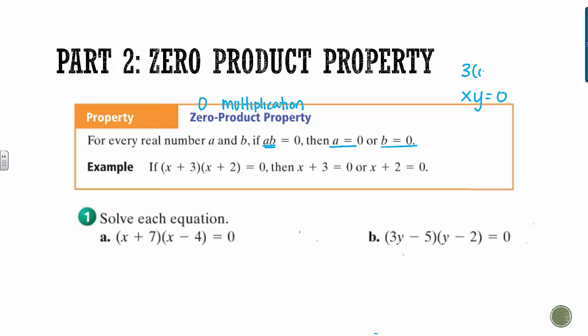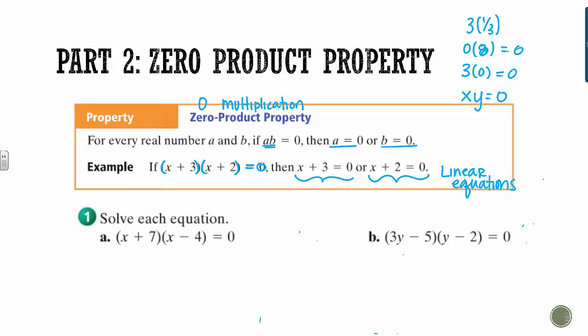You could have like 3 times 0 or 0 times 8, but there's no other way to get 0 if 0 is not one of your numbers. Even if you do like 3 1/3, that's not going to give you 0. So when you have the zero product property, if you have 2 things being multiplied together, like these 2 factors here, and they equal 0, that means that you get to split them up and set them both equal to 0. And then they turn into linear equations that we know how to solve.